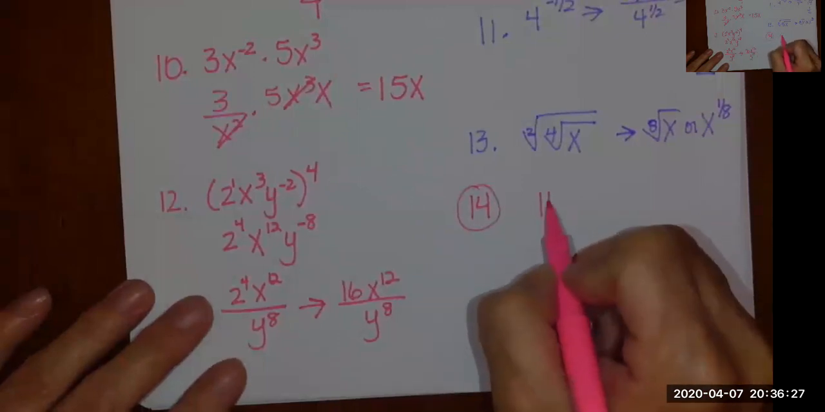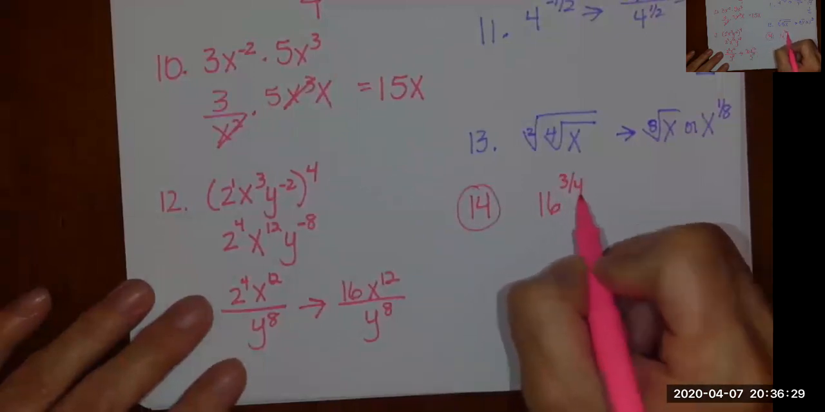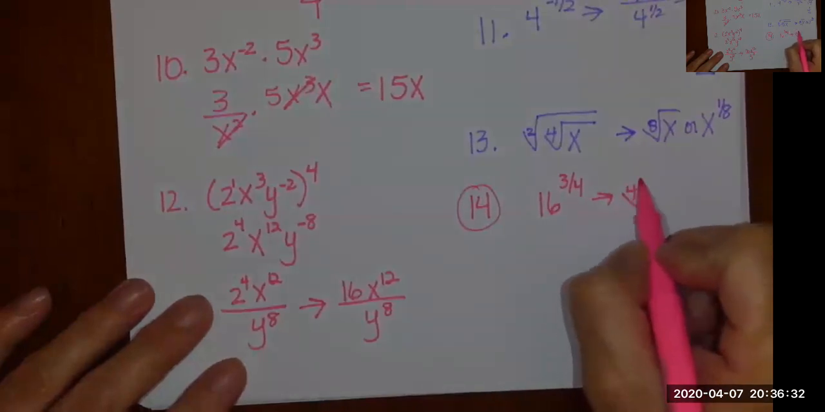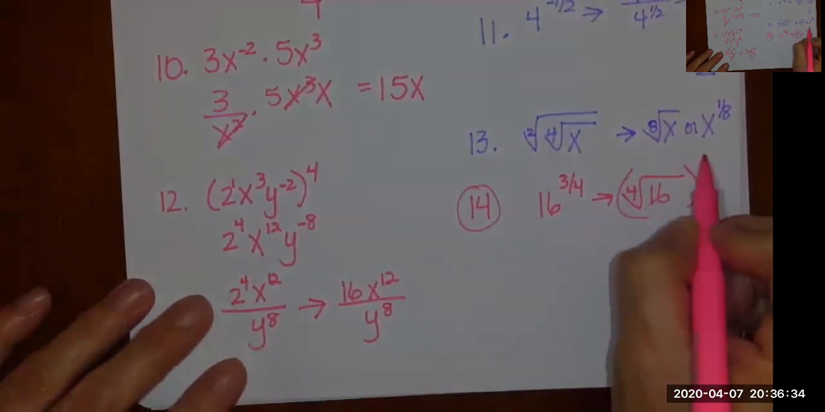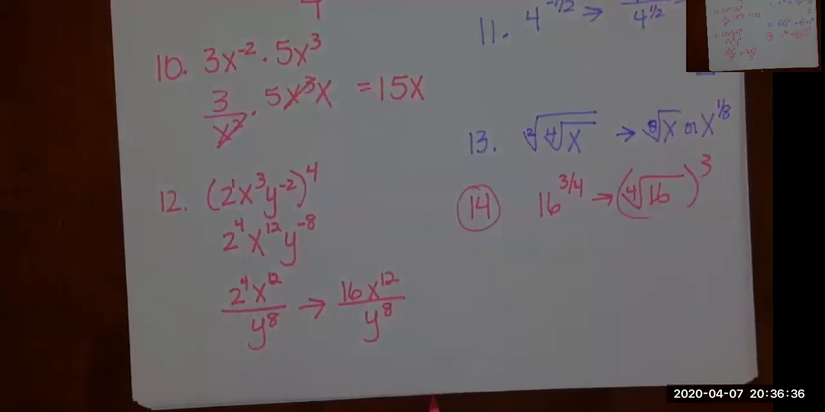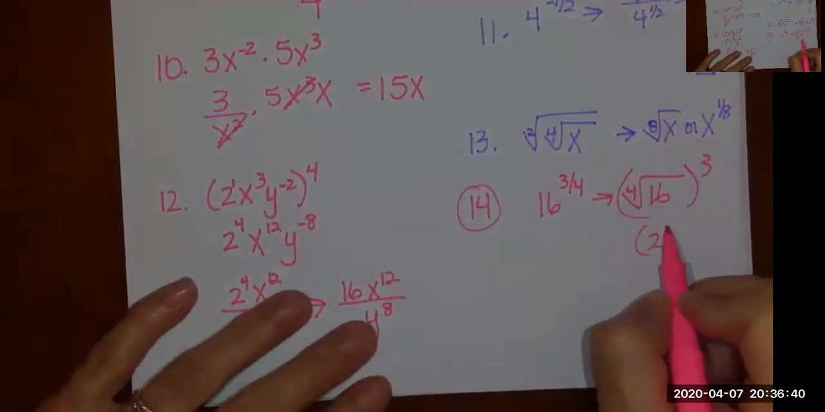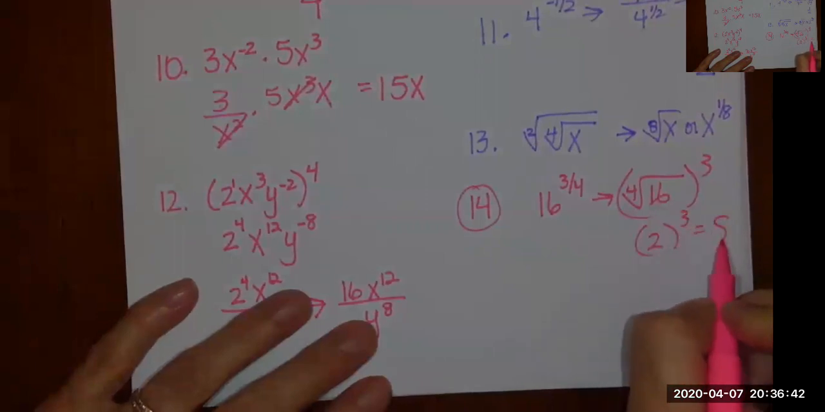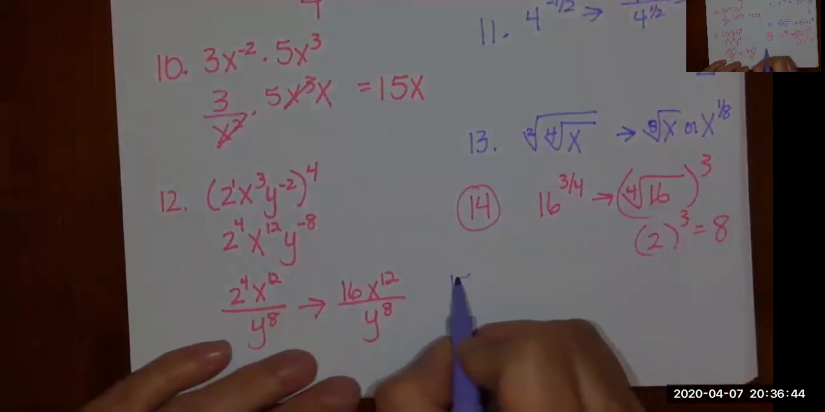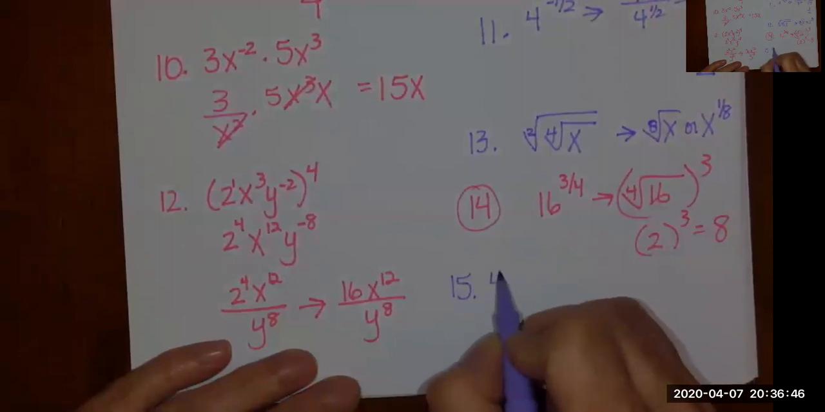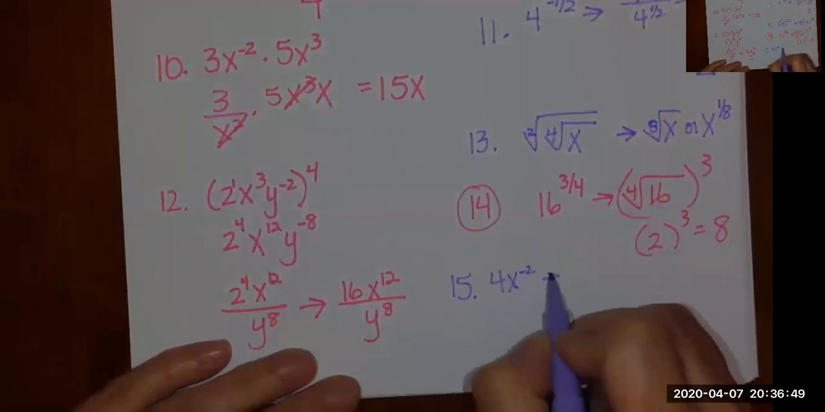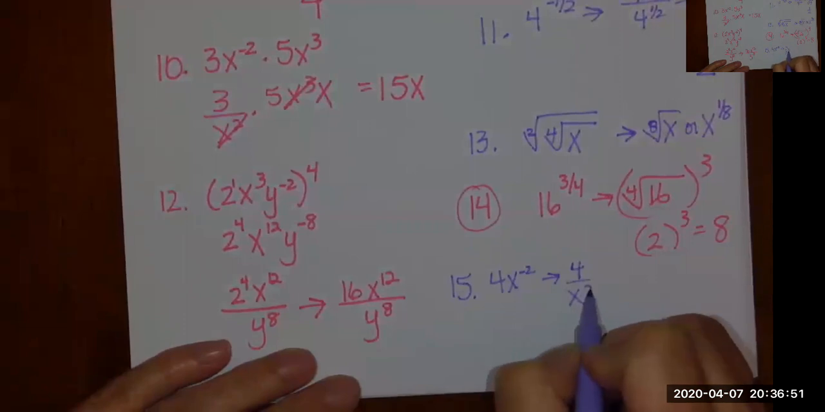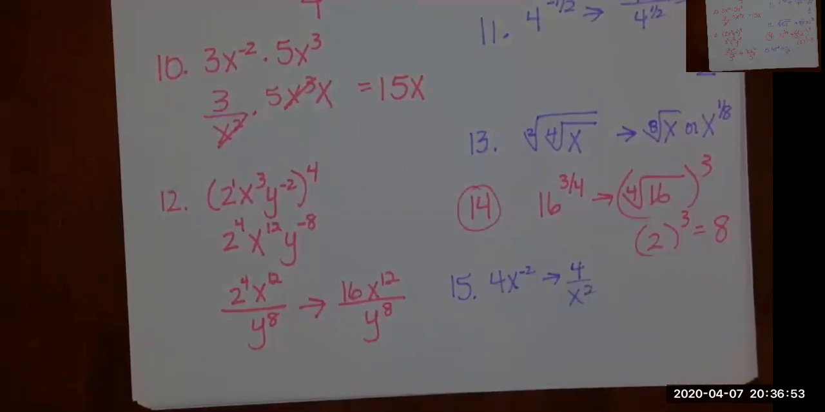14, 16 to the 3/4. Okay, that means the 4th root of 16 cubed, the 4th root of 16 would be 2, right? Because 2 to the 4th is 16, so that's really 2 cubed, which is 8. 15, 4x to the negative 2 means 4 over x squared. That negative tells you to go to the bottom.